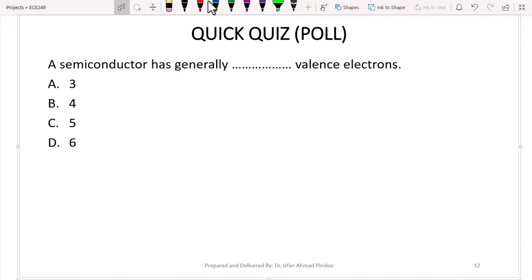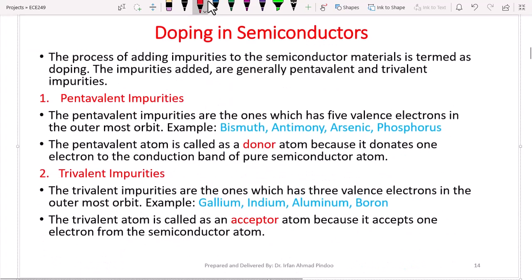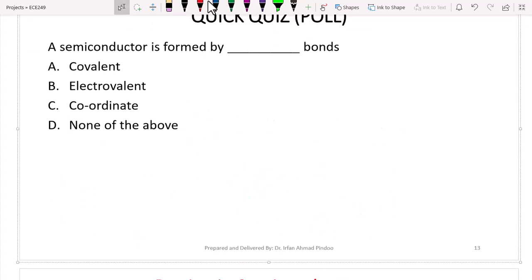Now this question is easy. What is the valency? It is 4. What kind of bonds do we have in semiconductors? Covalent.